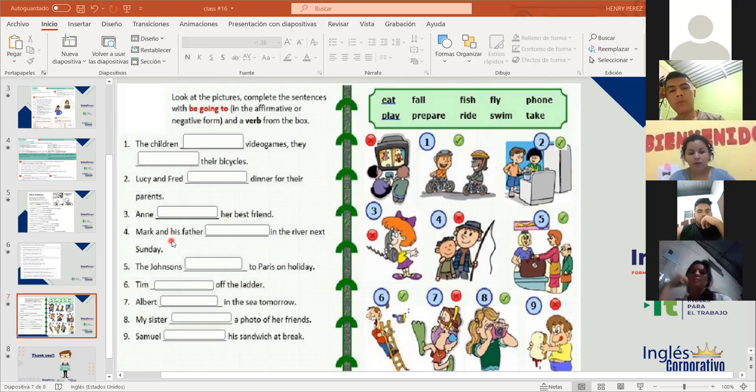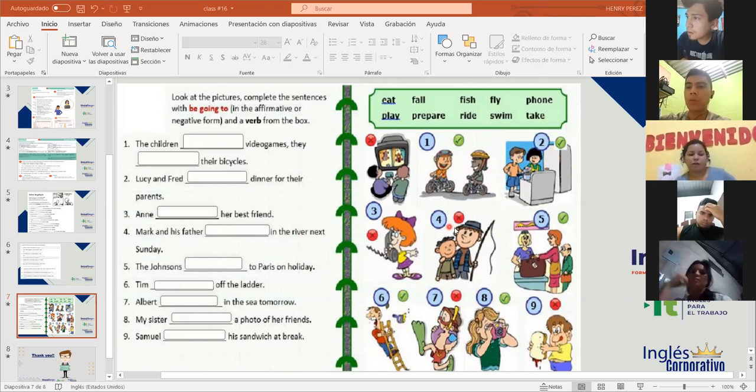Number four. Coreas. Okay, Coreas. Go ahead. Mark and his father are not going to fish in the river next Sunday. River. The river, okay. Very good. Next Sunday. Excellent. Good job, Coreas. Yes, not. Porque está lo negative. Next one.